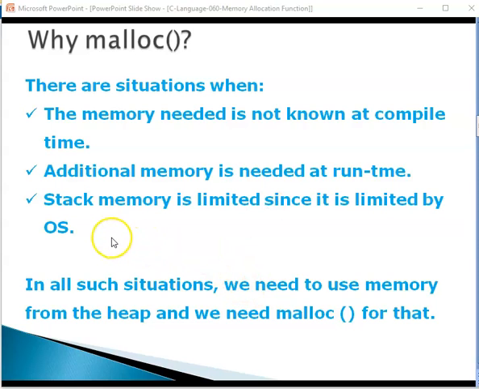A third important reason is that the stack memory may be limited, since it is limited by the operating system. For example, in some installations of Linux subsystem for Windows, the stack memory is limited to 1 GB. So if you declare variables that amount to more than 1 GB, the program simply doesn't work. You get a segmentation error and core dump. In all these situations, you need to use memory from the heap, and we need malloc for that.